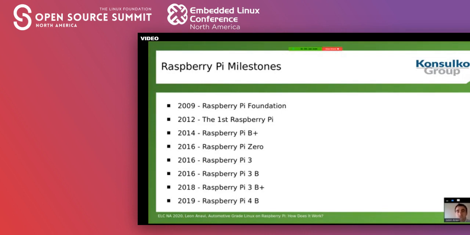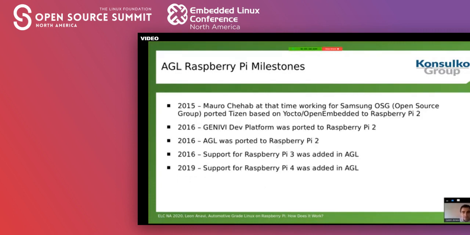Important dates from these milestones related to AGL is the release of Raspberry Pi 3 and 4, because as of the moment, the master branch of AGL supports these two hardware versions of Raspberry Pi.